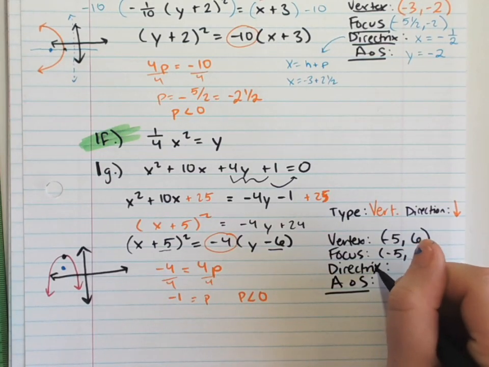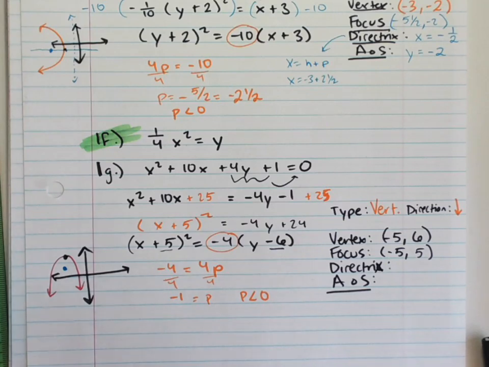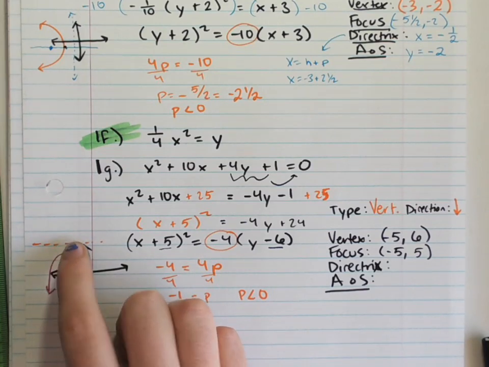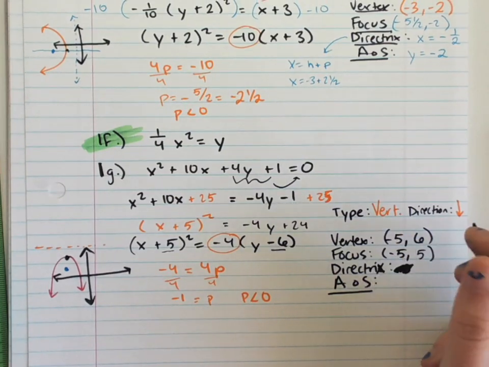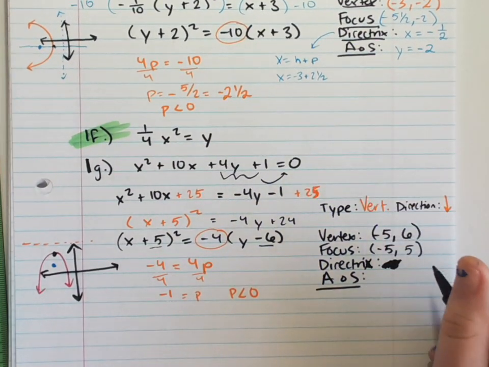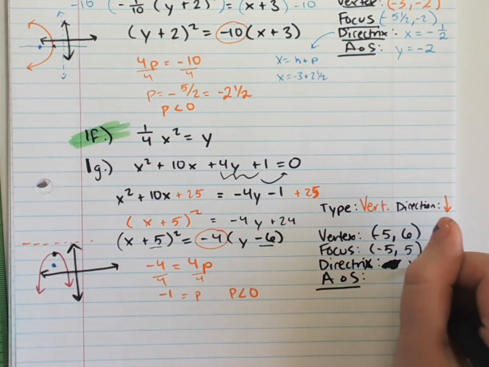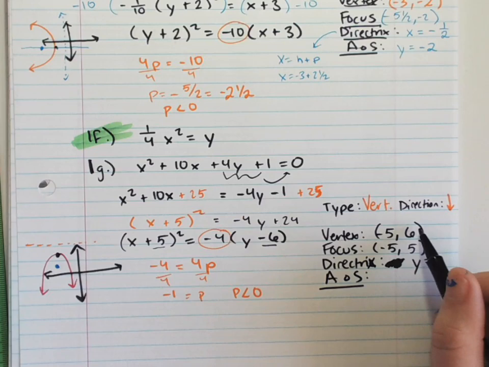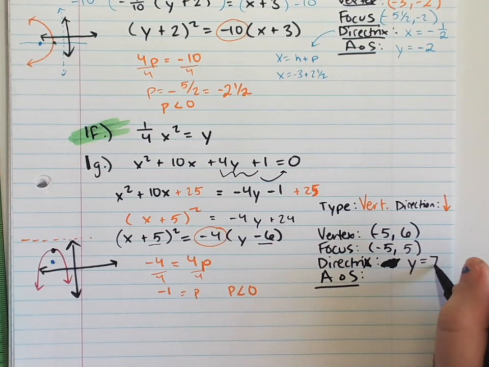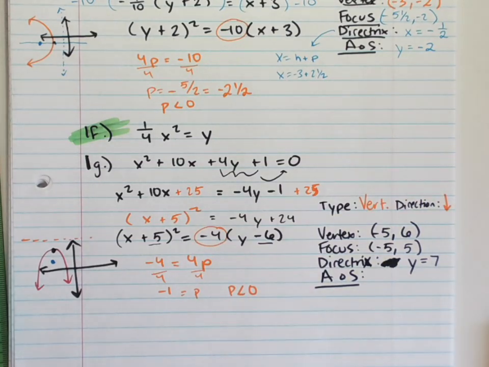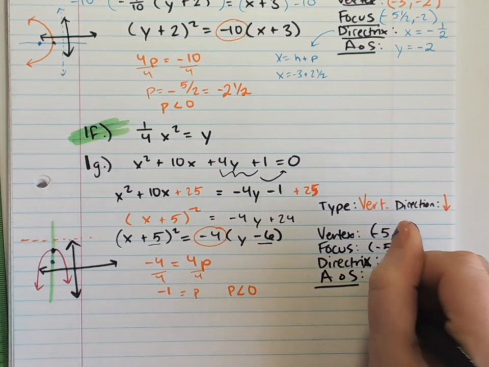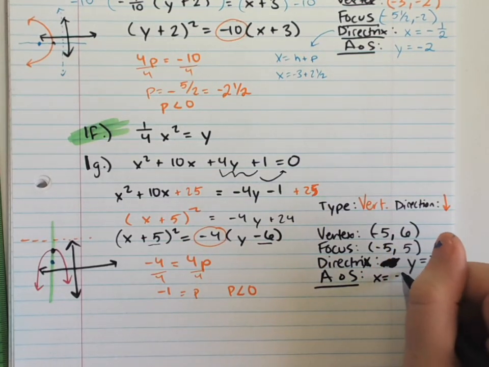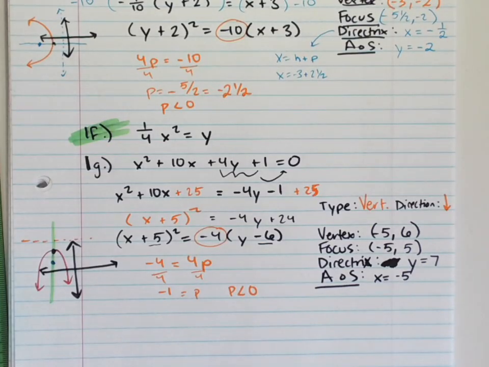I misspelled the word directrix. Okay, then our directrix is going to be above on the outside, p units above, so that's going to still be -5. Directrix is an equation, not a coordinate. The directrix is going to go through the y-axis, so it's going to be y equals 1 unit above, so y equals 7. Our axis of symmetry goes right through our vertex, through the x-axis, so it's going to be x equals whatever h was. Cool. Let me grab some graph paper.